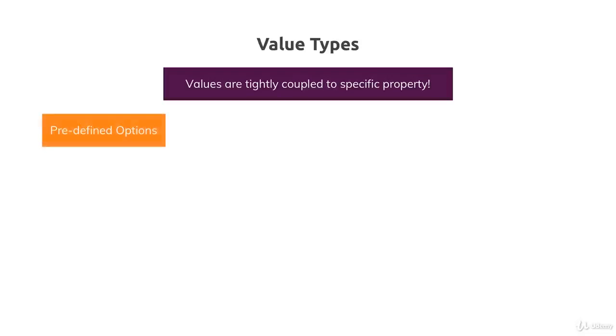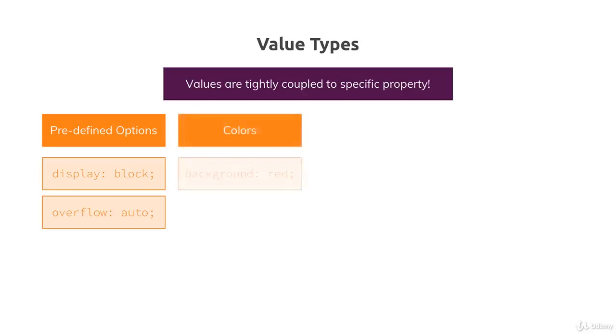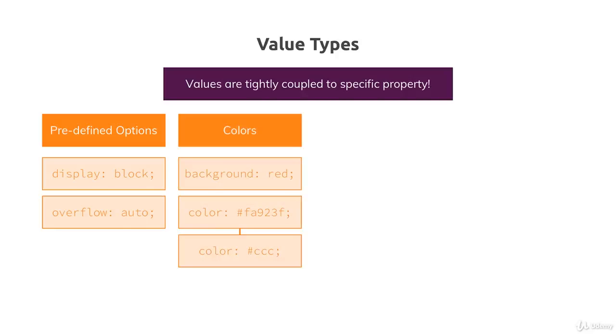You got properties that simply use predefined options, something like display block. We didn't learn about this property yet, but this simply is a property. It doesn't use a hex code, it doesn't use a number, it just accepts a couple of predefined values. Overflow auto would be another example. Then you have colors. They work with red, a hex code, or a shorter version of the hex code, and also some special color functions. Something we'll also dive in later.